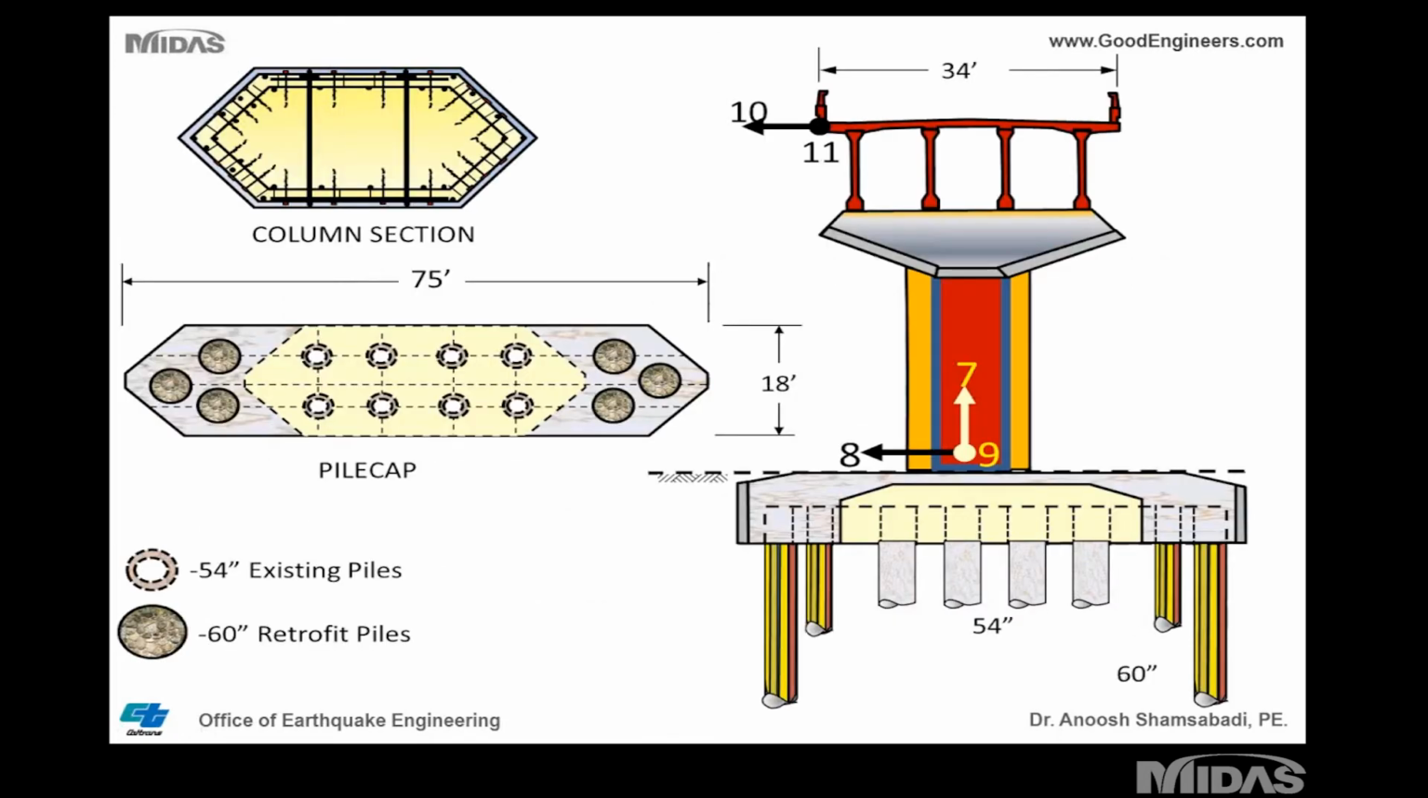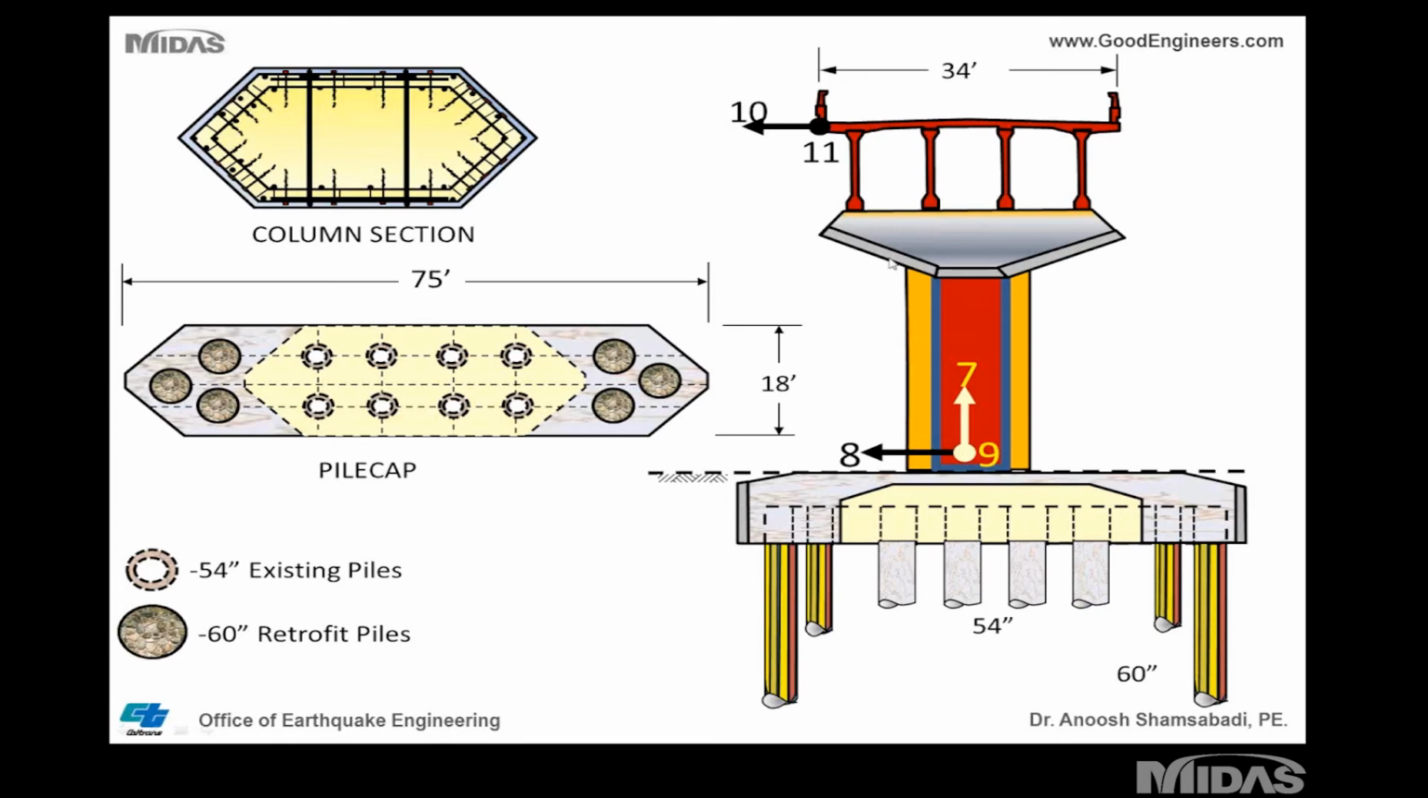So here is another schematic of the main pier. Very complicated structure. These existing columns or piles are hollow. Then we have the retrofitted piles, which are 60 inches in diameter; existing are 54 inches diameter, hollow. The column was retrofitted also, which there's not enough time to really explain all these. But we have a recorded motion.